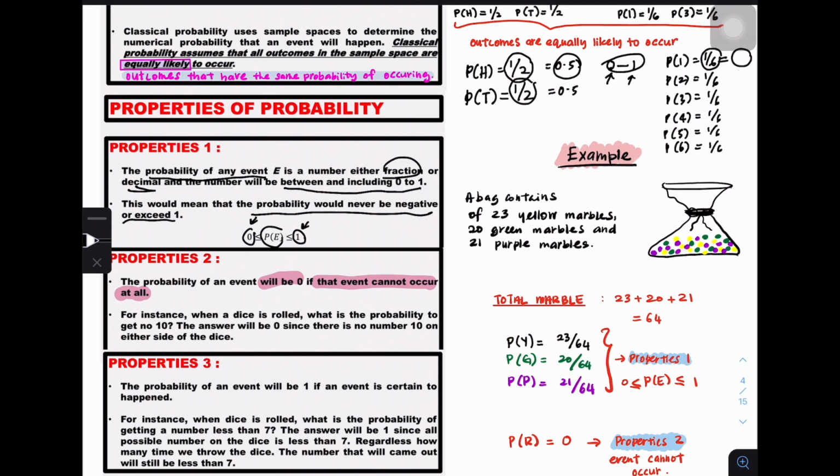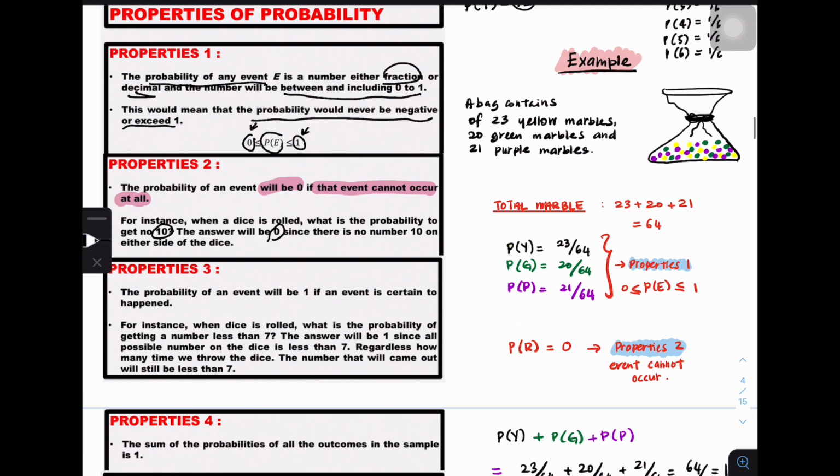For instance, when a dice is rolled, what is the probability to get number 10? Ni number 10. Ni contoh lah. Tadi saya bagi number 7. So, kalau kita roll a die, kita nak dapat nombor 10, is impossible lah. Mana ada dekat dadu tu nombor 10? So, the probability will be 0. Okay? And then, the probability of an event will be 1 if an event is certain to happen. For instance, when dice is rolled, what is the probability of getting a number less than 7?